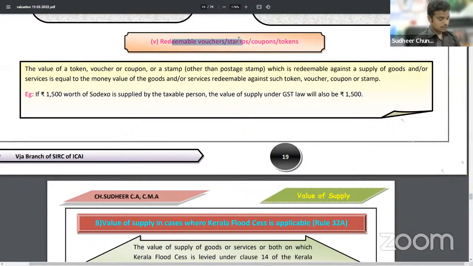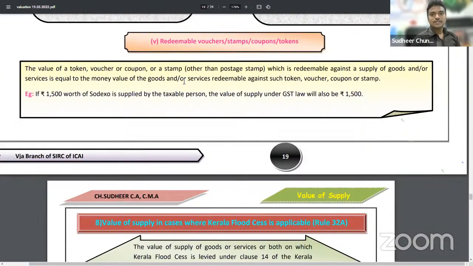So whether vouchers and coupons are liable to GST, yes. What is the value? Whatever the value it contains, that is the value. Here if you see, if 1500 worth of Sodexo is supplied by the taxable person, then what is the value of supply? 1500. Okay, next.